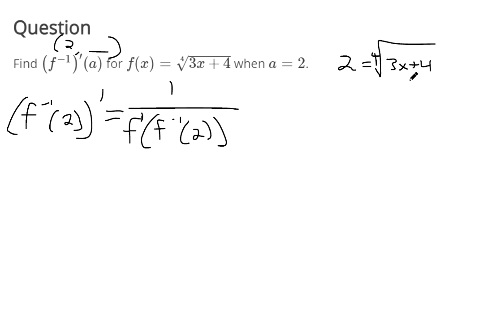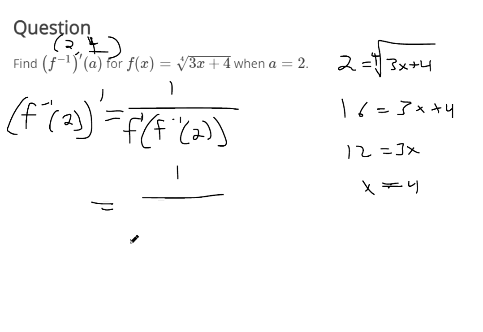So if you solve that equation for x, raise both sides to the 4th power, subtract both sides by 4, divide both sides by 3, then x is going to be 4. So this is going to be 4 because the corresponding output, when you input 2 into the inverse, is 4. So this is f prime of 4. Okay, so we just need to know what f prime is.